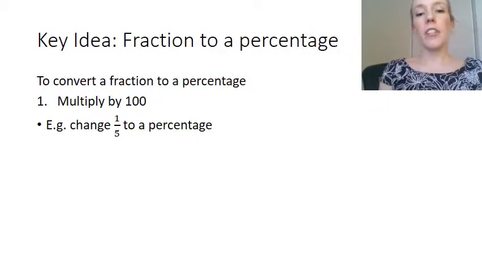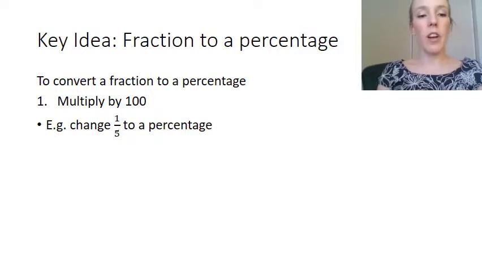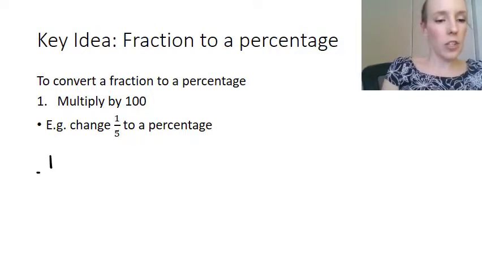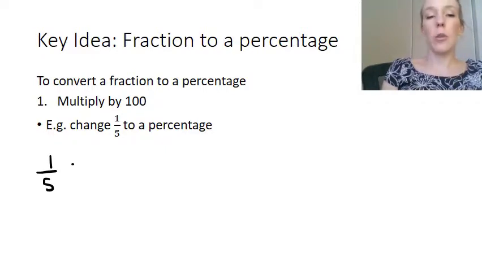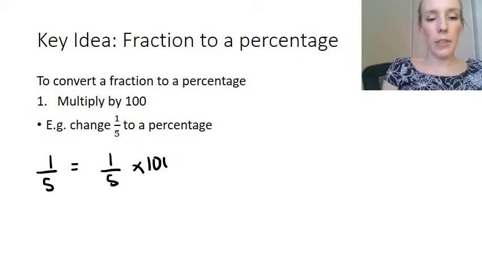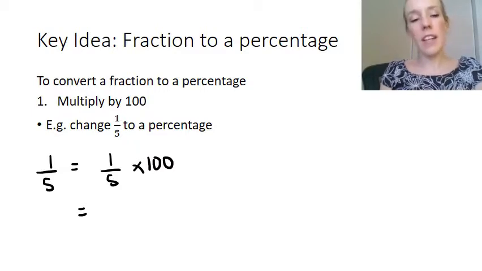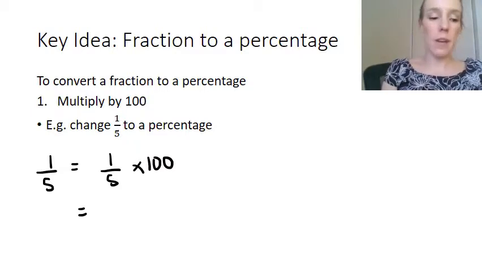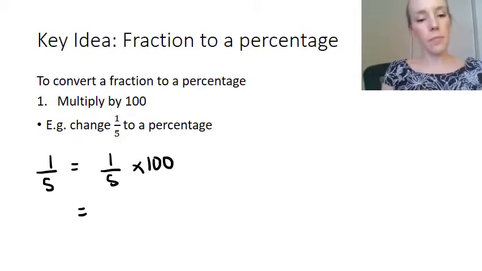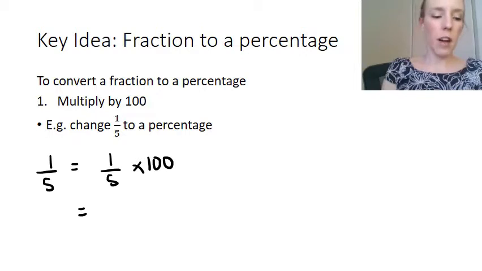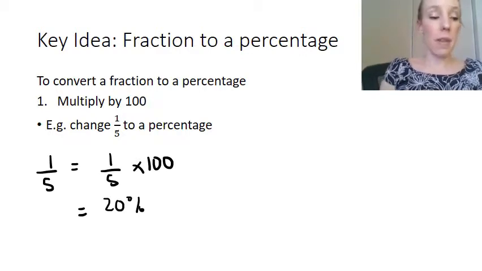Okay, fraction to a percentage. To convert a fraction to a percentage, all you have to do is multiply by 100. So to change 1 over 5 to a percentage, we just do 1 over 5 times 100. You can type that into your calculator if you want to. All you'd have to type in is 1 divided by 5, because remember that's what our fraction is. So 1 divided by 5 times 100 will give you 20%. And that would be your answer there.